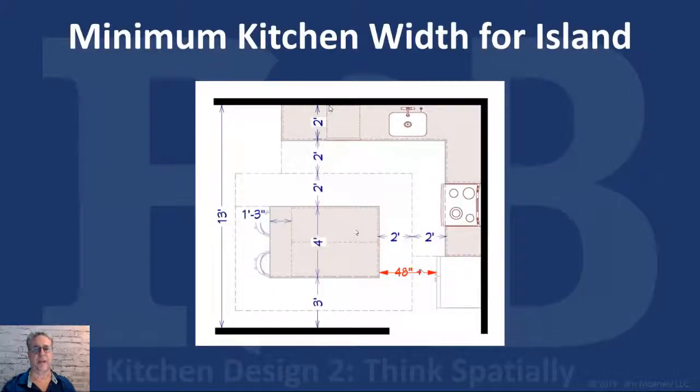But let's think about this for a minute. Again, 13 feet. Most of us don't have 13 feet of width in our kitchen, which is why we cannot have this island. It's that simple.